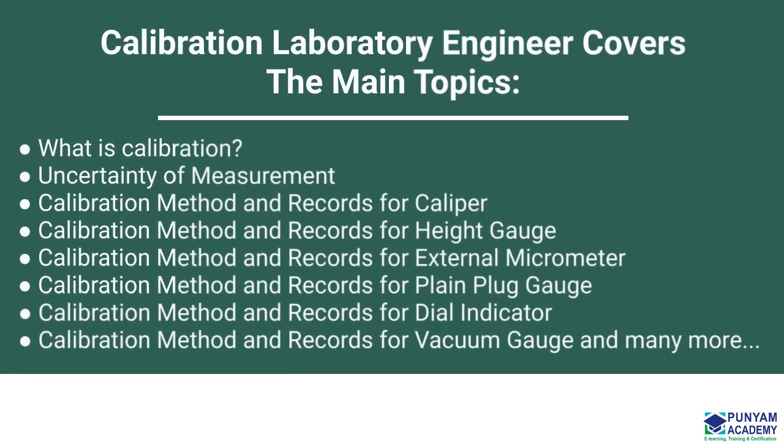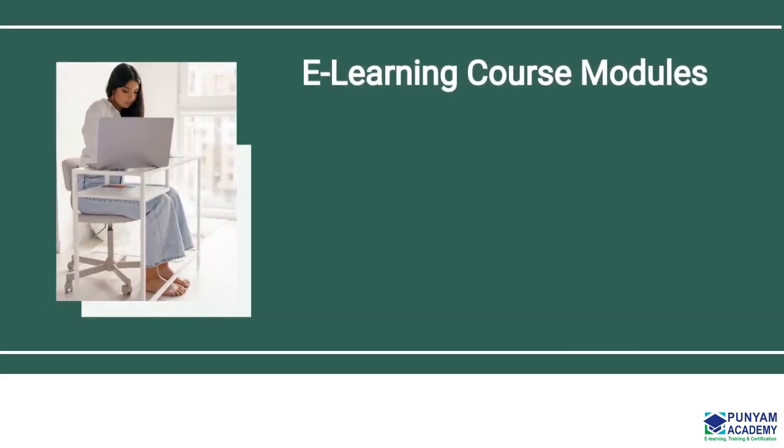What is calibration? Uncertainty of measurement. Calibration method and records for caliper. Calibration method and records for height gauge. Calibration method and records for external micrometer. Calibration method and records for plain plug gauge. Calibration method and records for dial indicator. Calibration method and records for vacuum gauge. And many more. This particular module is a part of the online course.